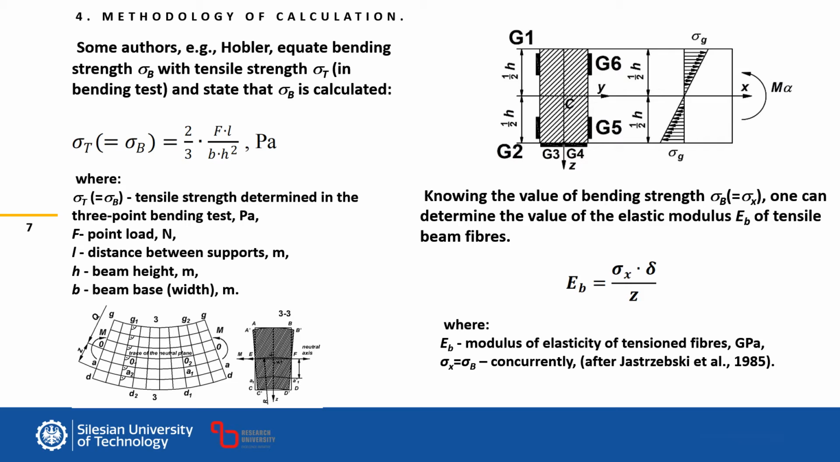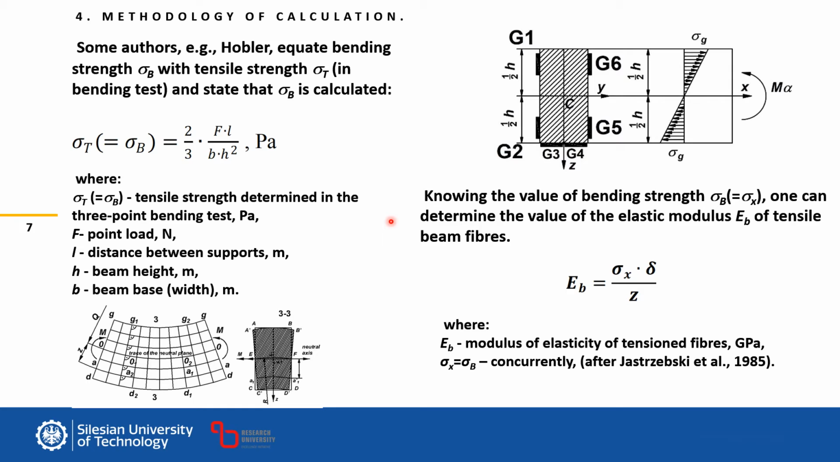Methodology of calculation. Some authors, e.g. Hobler, equate bending strength sigma b with tensile strength sigma t in bending tests and state that sigma b is calculated as shown, where sigma t is tensile strength determined in the 3-point bending test, F point load, L distance between supports, H beam height, B beam base. The figure at the bottom shows the theoretical fiber distribution and cross-section. The top figure shows the strain gauge system G, the bending moment M, and the bending stress distribution sigma.